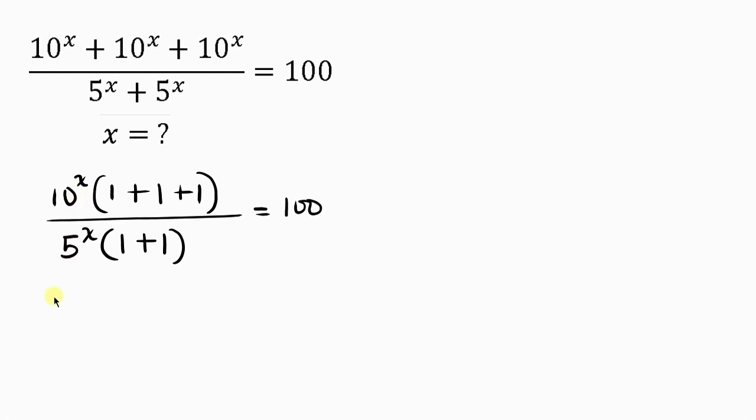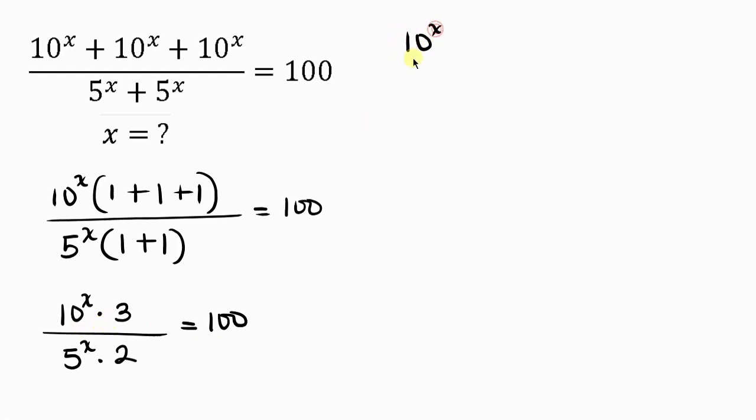Now, this simplifies into 10 to the x times 1 plus 1 plus 1, which is 3, all over, now the denominator, we have 5 to the x times 1 plus 1, which is 2. And this is equal to 100. Well, this expression can be simplified as 10 to the x all over 5 to the x times 3 over 2, equal to 100.